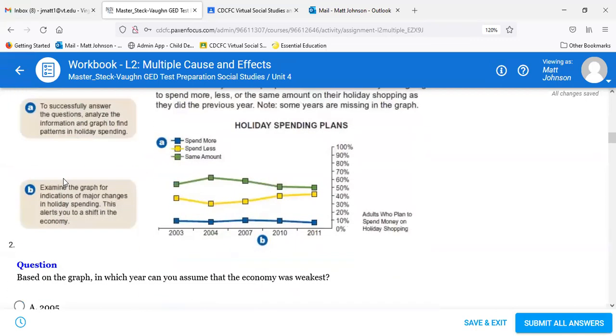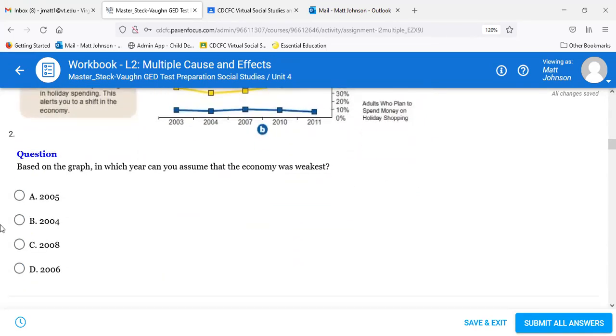Okay, and then we got holiday shopping again. Tracy, would you like to read number 2 for us? Yes, number 2. Based on the graph, in which year can you assume that the economy was weakest? A, 2005, B, 2004, C, 2008, D, 2006.